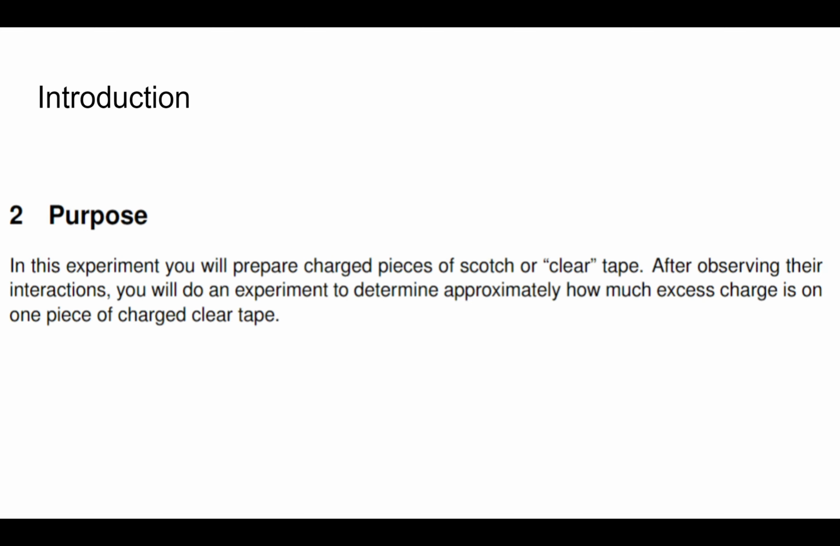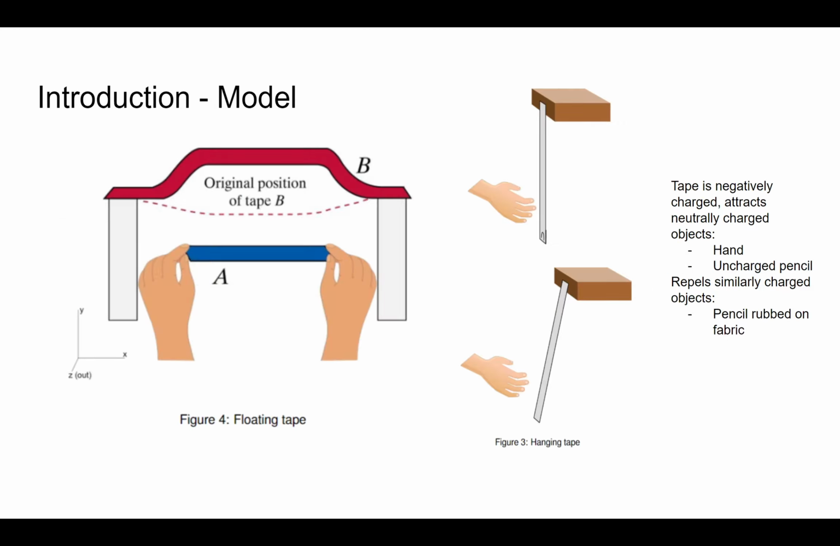All right, so the purpose of this lab is to prepare pieces of charged tape, observe their interactions, and determine how much excess charge is on one piece of tape. For the model, you're just using charged pieces of tape. You place a piece of tape on a table, place another piece of tape on top of it, and rip it off, taking some of the valence electrons off of that tape. You get two of those, place one piece of charged tape below another, see how far it goes up, and make some calculations and conclusions based off of that.